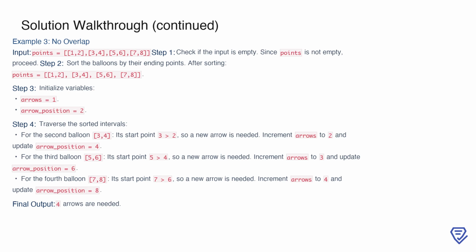Similarly, for the third balloon, [5, 6], its start point is 5, requiring another arrow. We increment the arrow count to 3 and update the position to 6. Finally, for the fourth balloon, [7, 8], its start point is 7, requiring yet another arrow. We increment the arrow count to 4 and update the position to 8. Since there's no overlap between any of the balloons, each one requires its own arrow. The output is 4 arrows, which is the minimum required in this case.